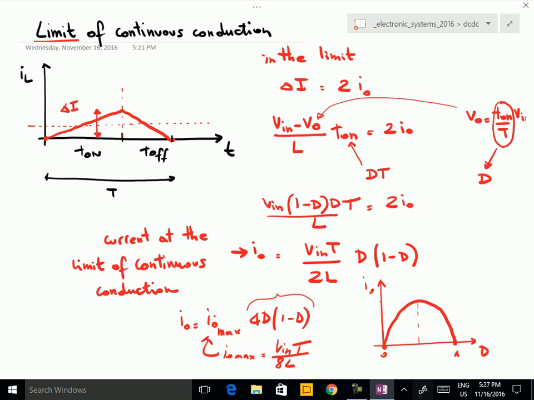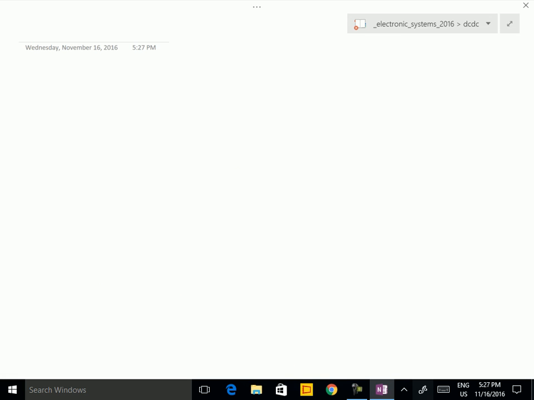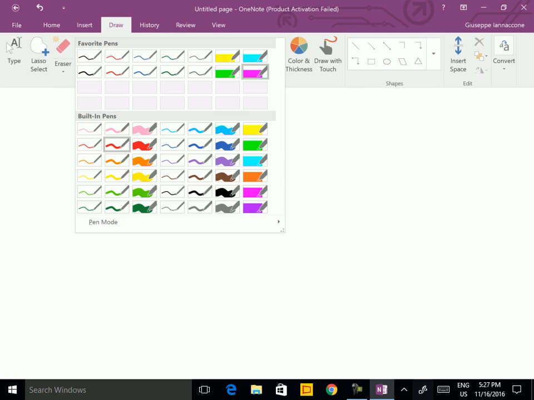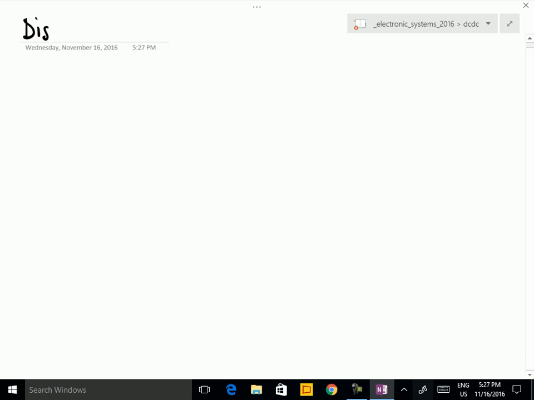So, if we reduce the current, at some point we reach the limit of continuous conduction. The point is, what happens then? What happens after the limit of continuous conduction? I just want to use 1 minute to tell you this aspect. Below the limit of continuous conduction, we are in discontinuous conduction. In discontinuous conduction, the current is 0 for a finite time. In practice, we have this situation.